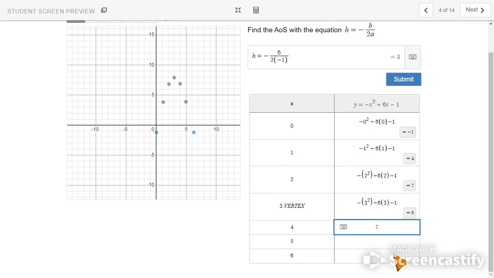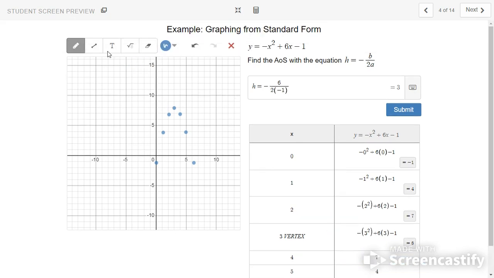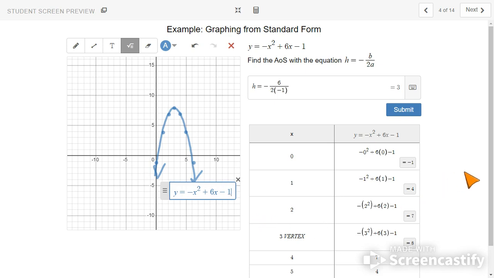I'll fill in the rest. 7, 4. Let's join the dots. And we have our parabola. y is equal to negative x squared plus 6x minus 1.